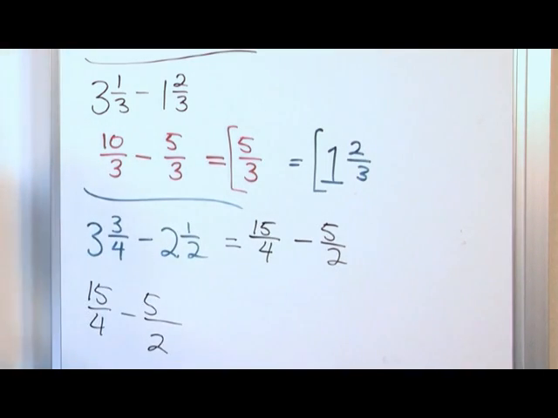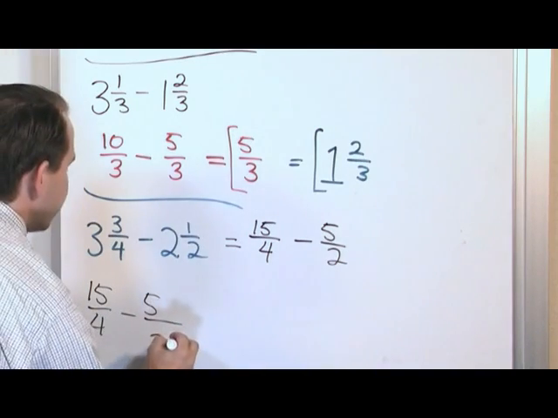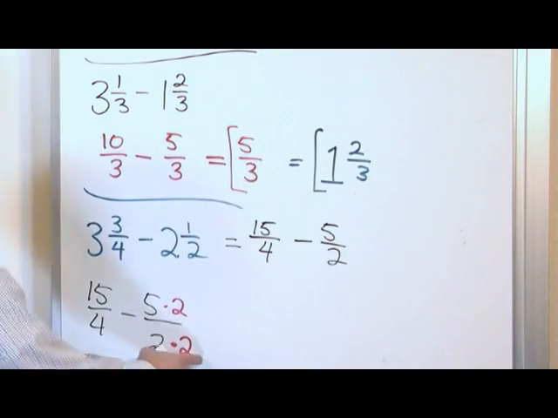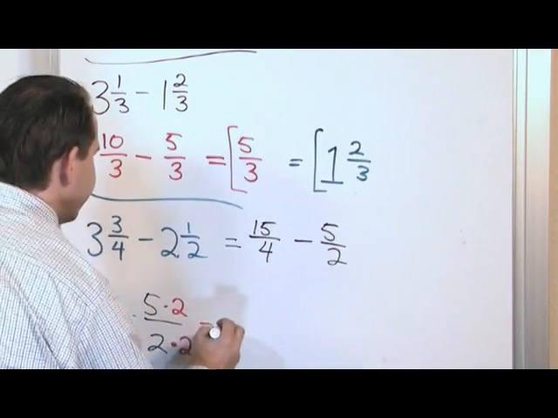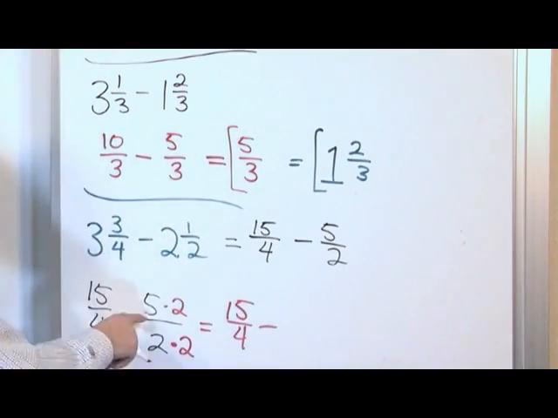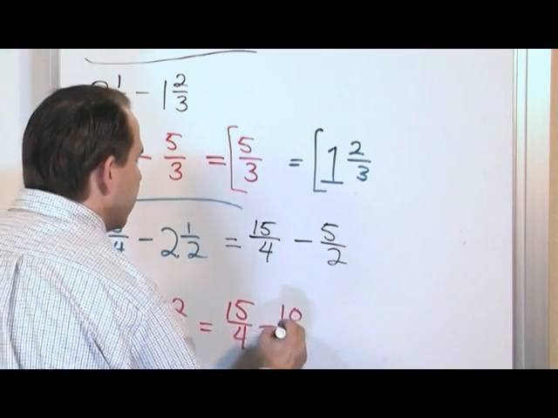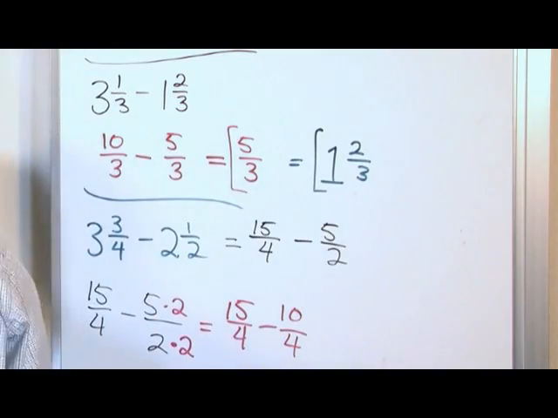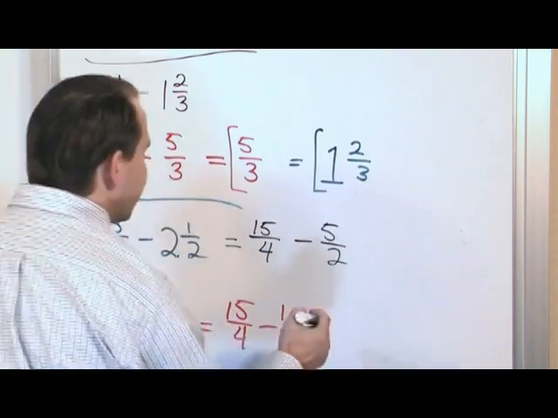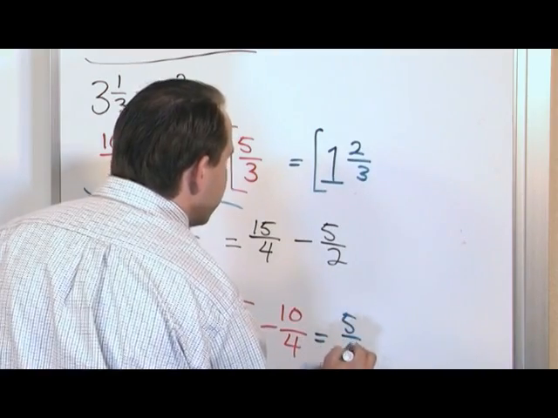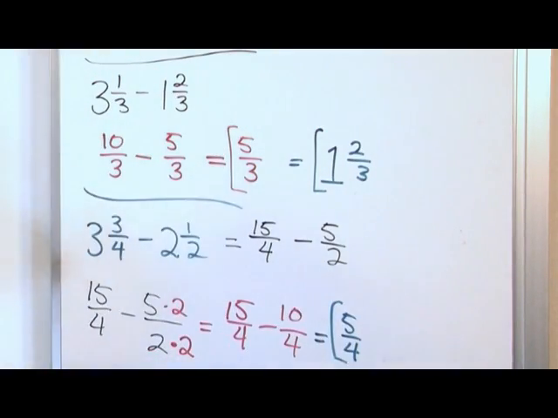How can we make the denominators the same? Well, here I have 4 and 2. If I just multiply this denominator by 2 and, of course, do the top to make it legal, I'll get 4 on the bottom, which is going to be the same as my other guy. So 15/4 minus 5 times 2 is 10 over 4. Now I've got a common denominator, so I do the subtraction. 15 minus 10 is 5/4. And that's the answer. 5/4 is the answer.